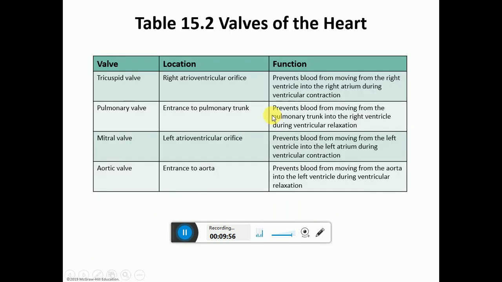So you want to be familiar with the position or the location of each of these valves and what the function is. So it'll allow blood from which chamber to what other chamber or blood vessel and prevent it from going in the opposite direction.